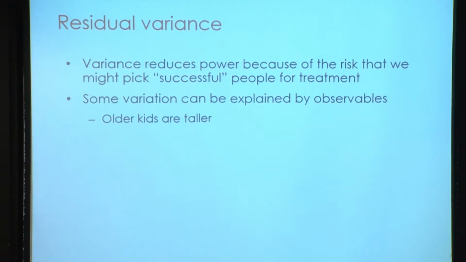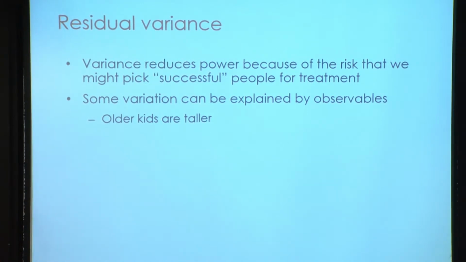But if some of that variation can be explained by other factors, we know that older kids tend to be taller, we know that men tend to be taller than women, we know that educated farmers tend to have higher yields. Any of that variation in our outcome that we can explain by observable factors is not going to be a problem, because we know that's not because of the treatment. So we can wipe that out, and we're left with the unexplained variance, and that's going to be the problem. Yeah? I mean, there's always uncertainty in the unexplained, but that's part of the equation too.